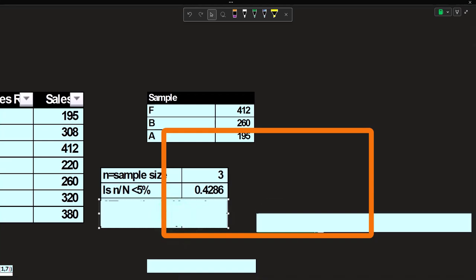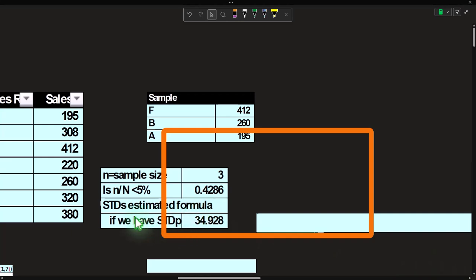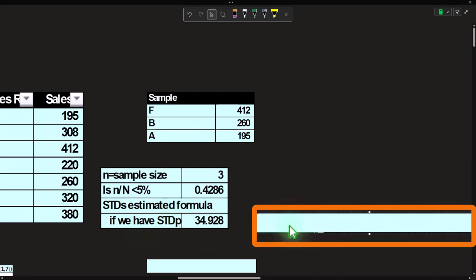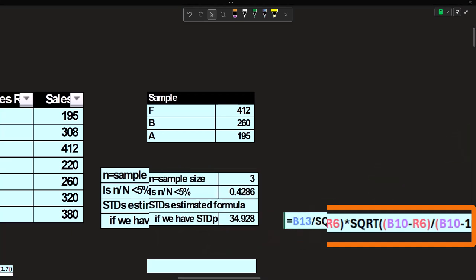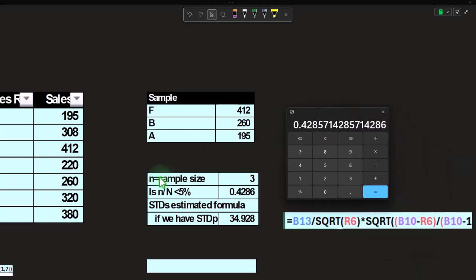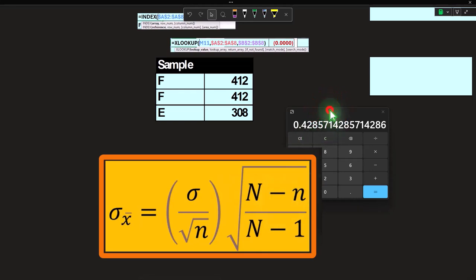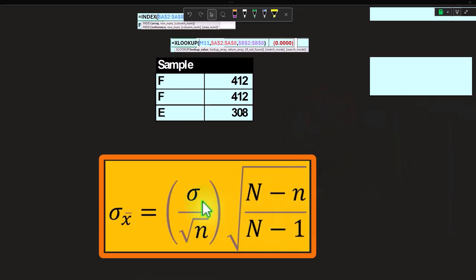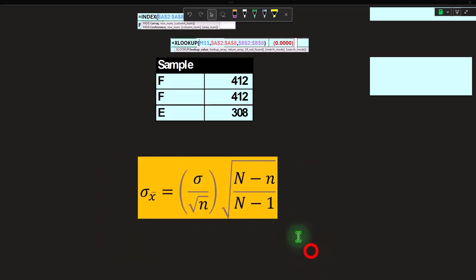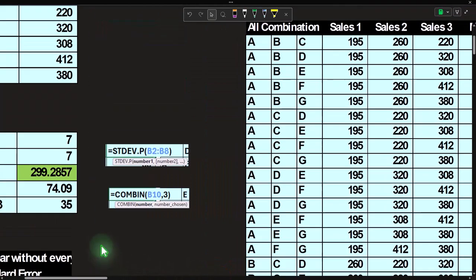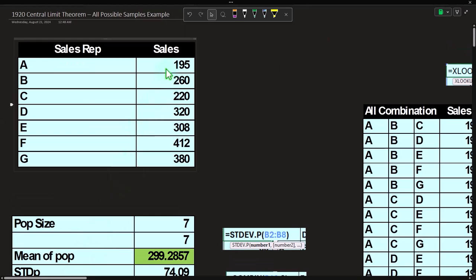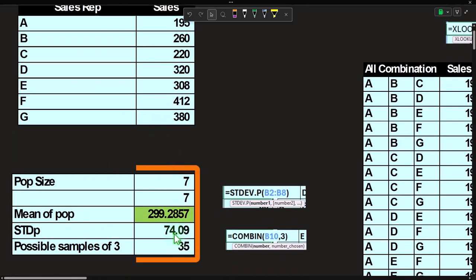So we said that little n over big N is that. Then we have the standard deviation of the sample mean, estimated by this formula if we have the standard deviation of the population. That's going to be this calculation. I won't do it with the calculator right here, it's somewhat tedious, but if we plug the numbers in, the standard deviation of the population is the standard deviation of these numbers.